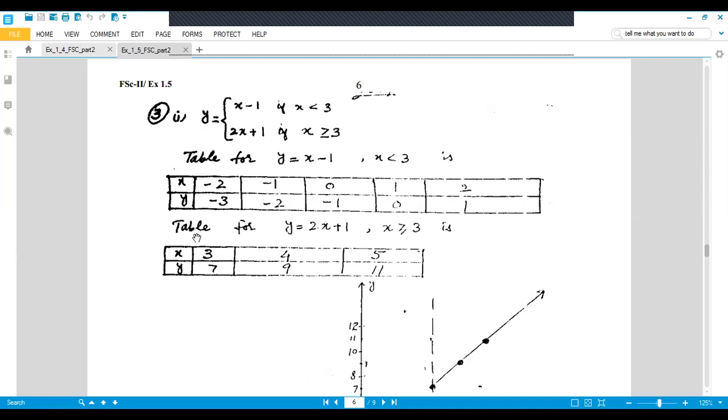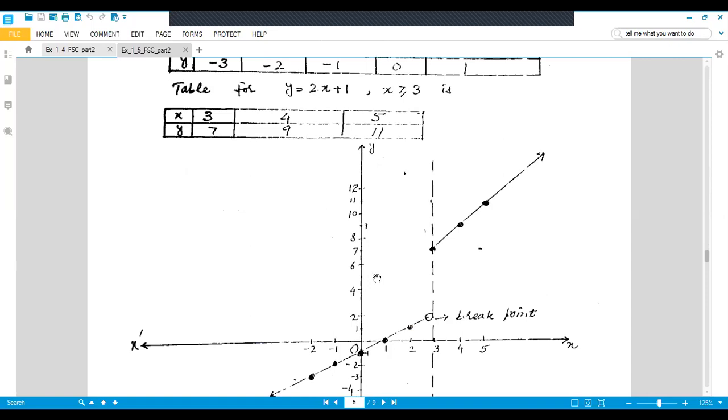Now you will draw the table for the second equation, y is equal to 2x plus 1. When x is greater than or equal to 3, it means you have to take values of x which are greater than or equal to 3, so 3 is included. So you will take 3, 4 and 5. When you put 3 in this equation, 3 2s are 6, 6 plus 1, 7. When you put 4, 4 2s are 8 plus 1, 9. When you put 5, 5 2s are 10, 10 plus 1, 11. Now you have to draw the graph.